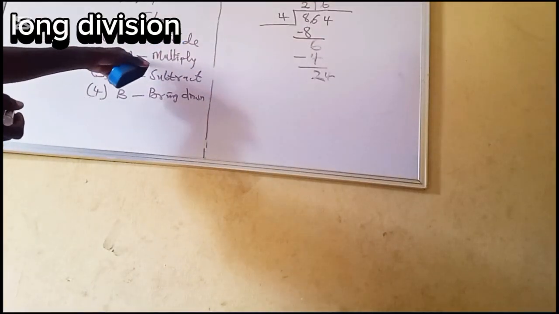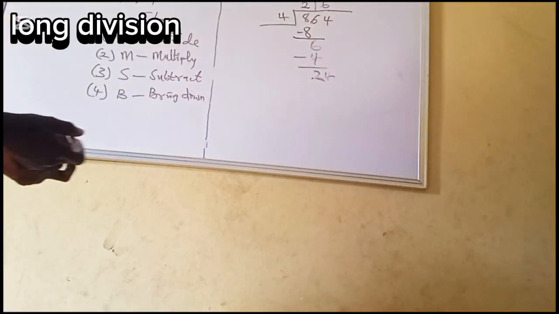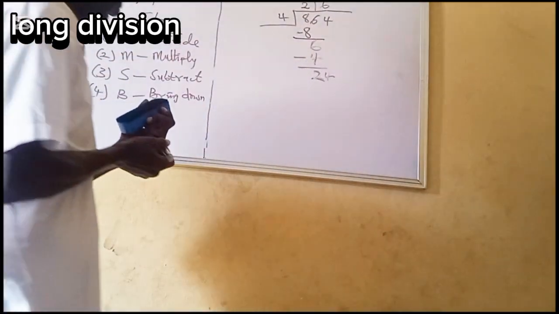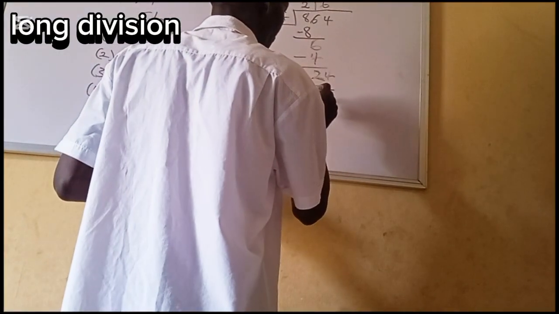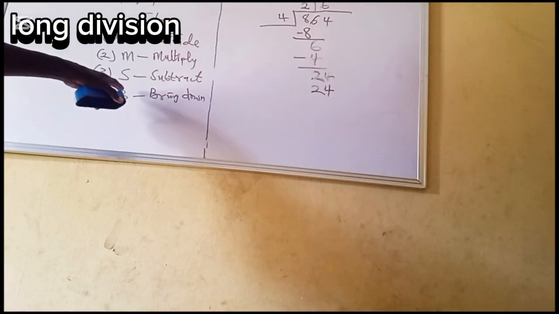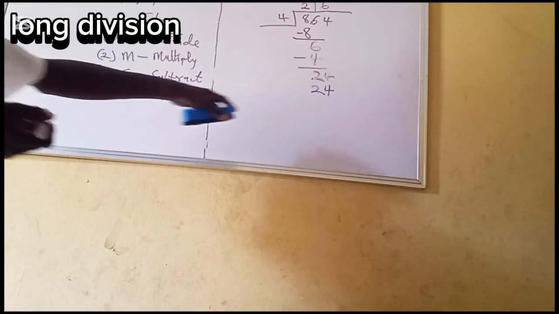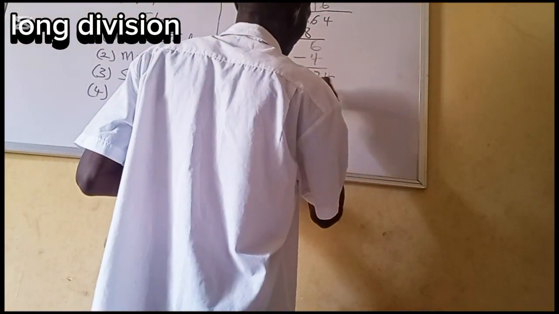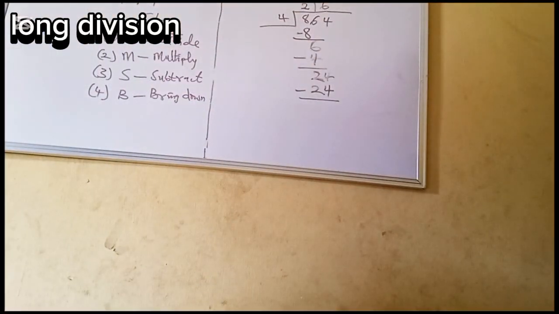Then the second step is multiply. You are going to multiply this 6 by 4. That is 6 times 4, that is 24. Okay, 24. Then the third one is subtract. So 24 minus 24, that is 0.